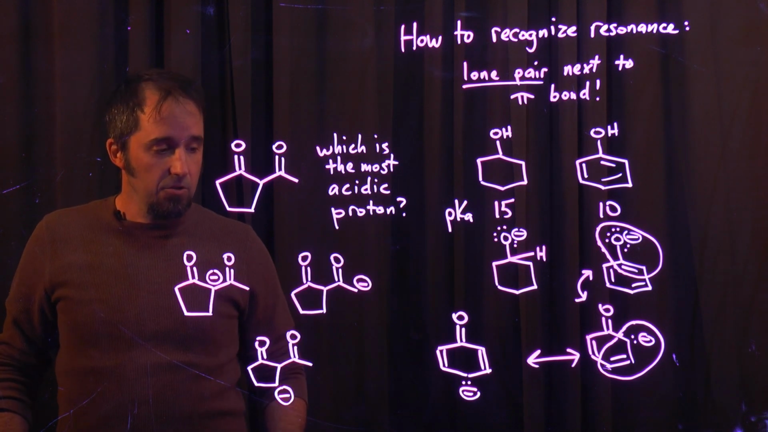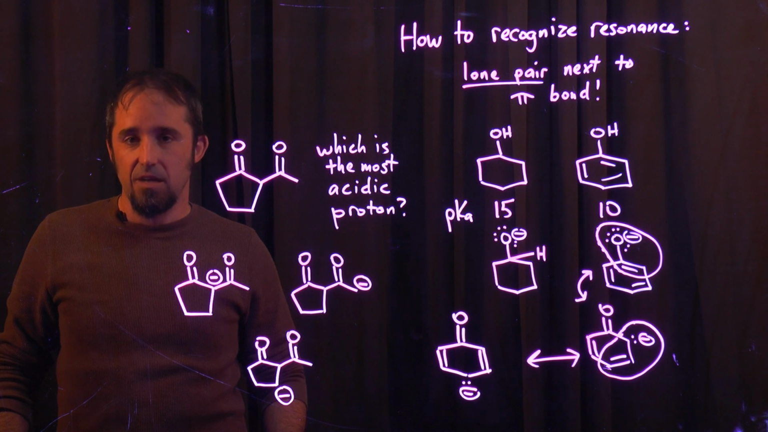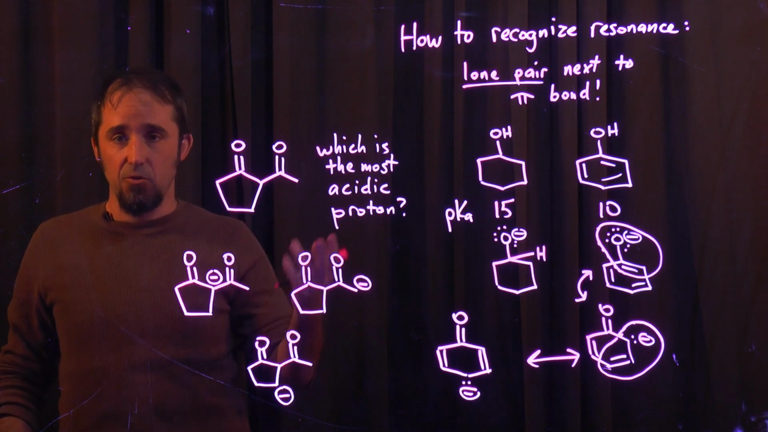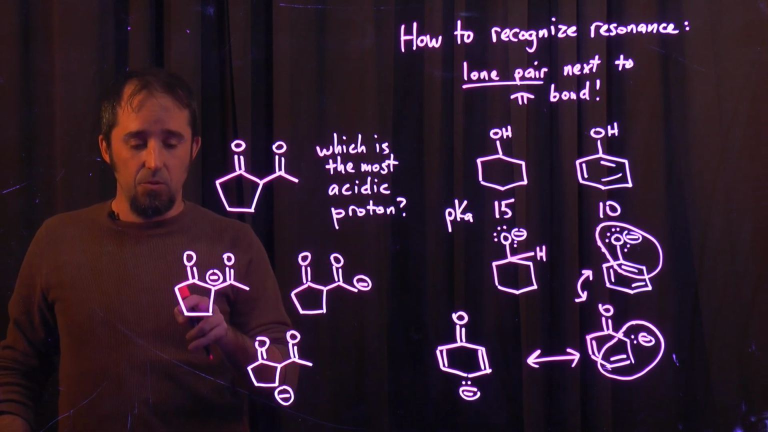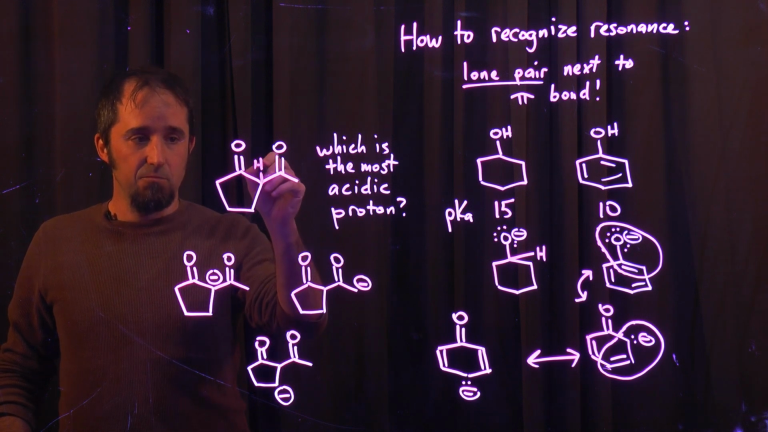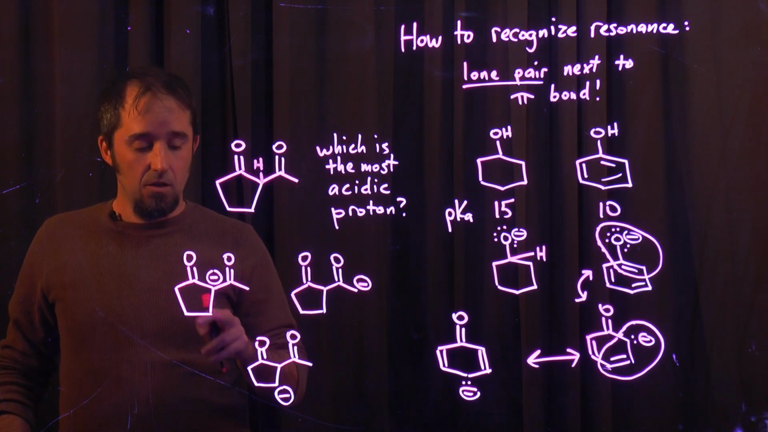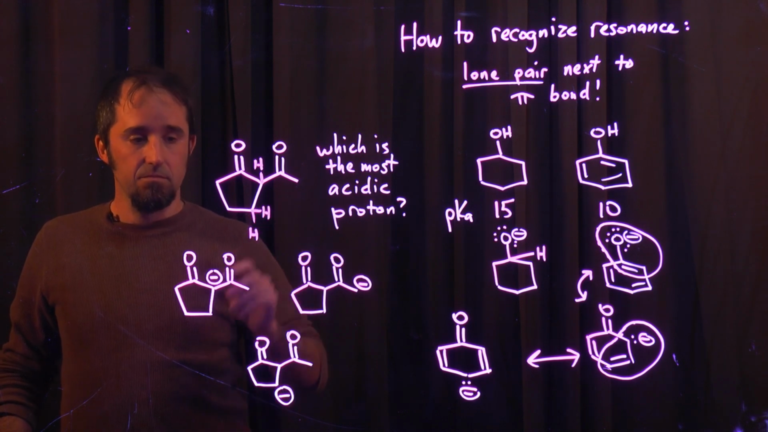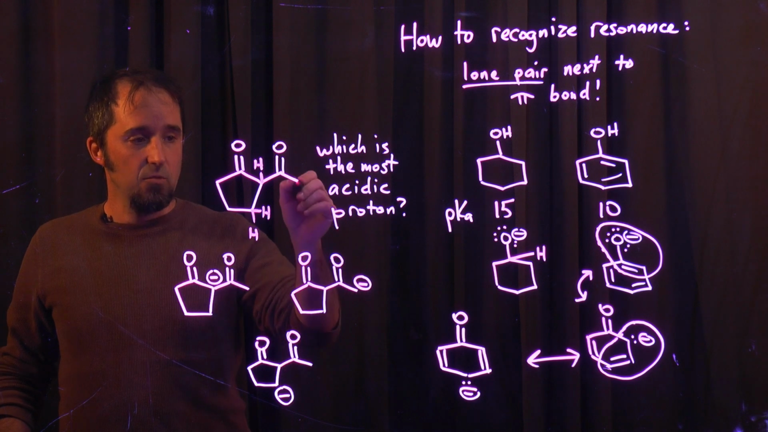So here are three potential conjugate bases. I only got these by taking an H plus from this molecule in different places. So for this one, I took the H plus away from the middle, right? There's an H here that I didn't draw. For this one, I took one of the H's, I guess, down here. And for this one, I took one of the H's on the end here.